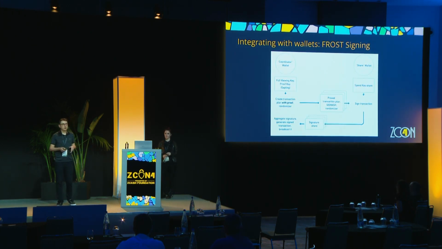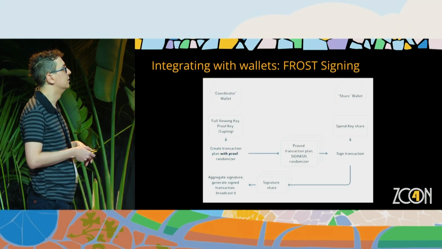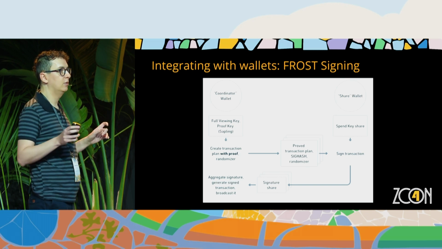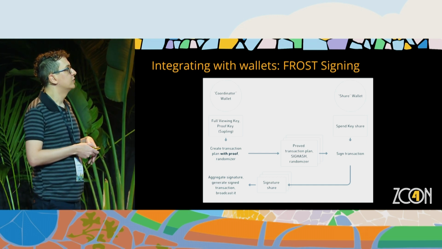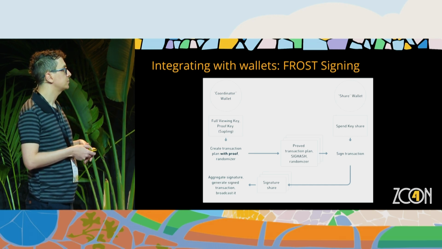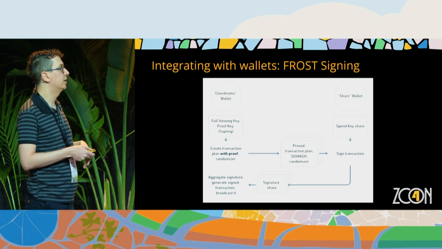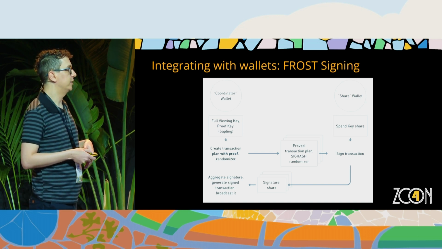So Frost will be very similar. We expect that you have a coordinator wallet, which has the viewing key, but can't actually spend Zcash. But you can create a transaction plan, which is sent to the share wallets, the participant wallets, and they just hold a share of the spending key, the Frost share. So they will sign with their share to create a signature share, and the coordinator wallet will aggregate them.